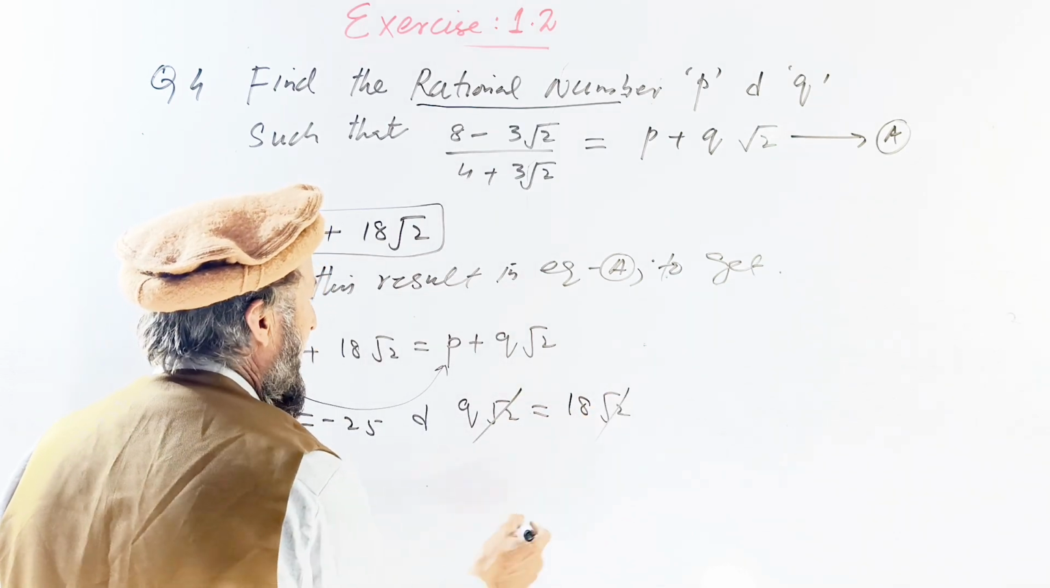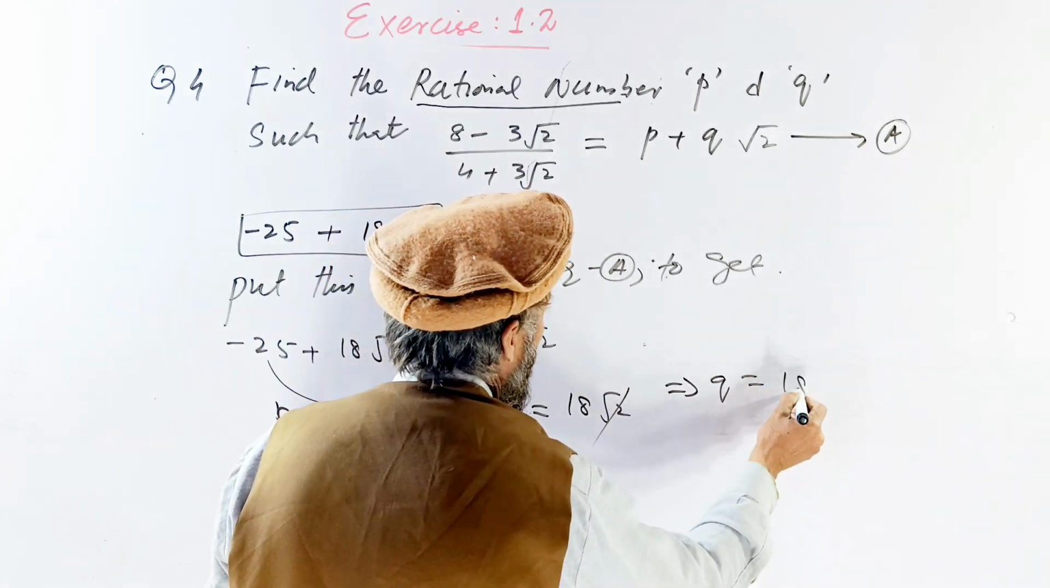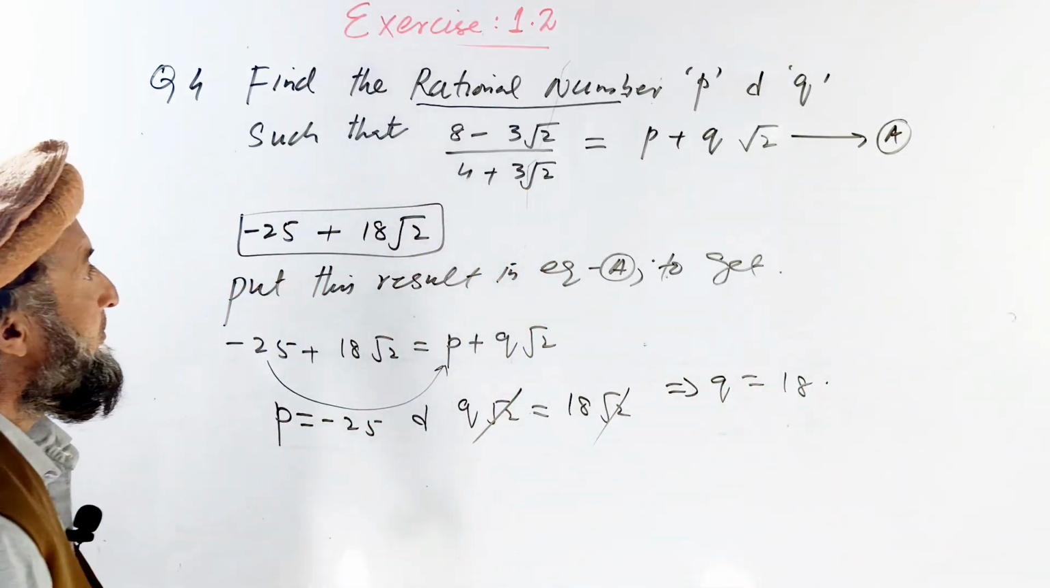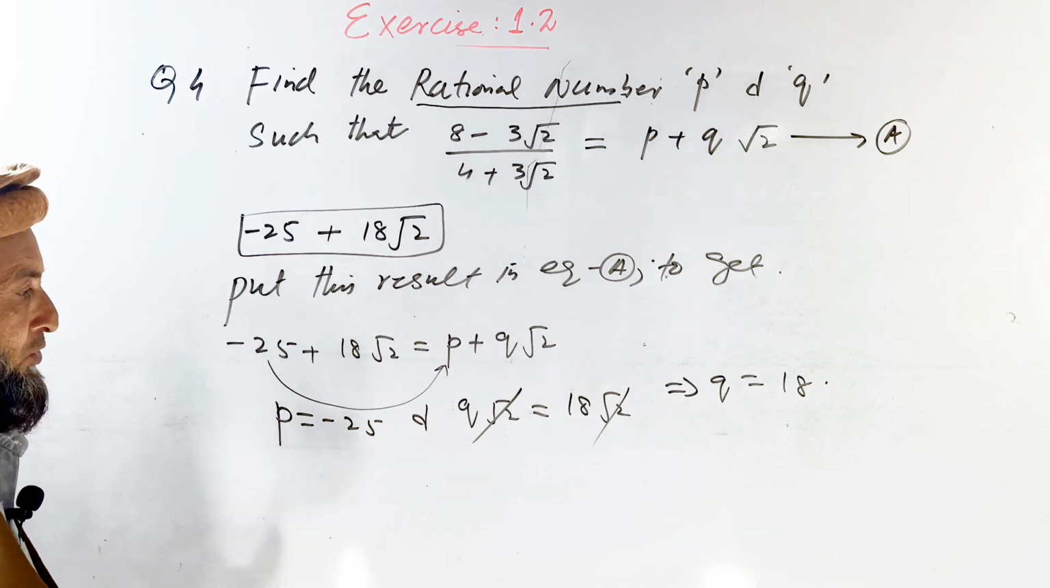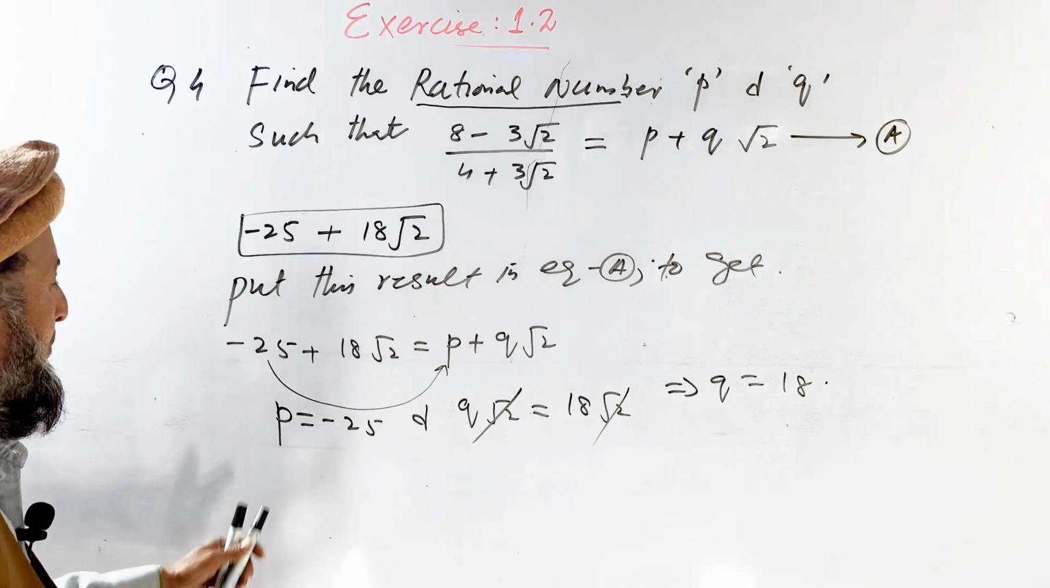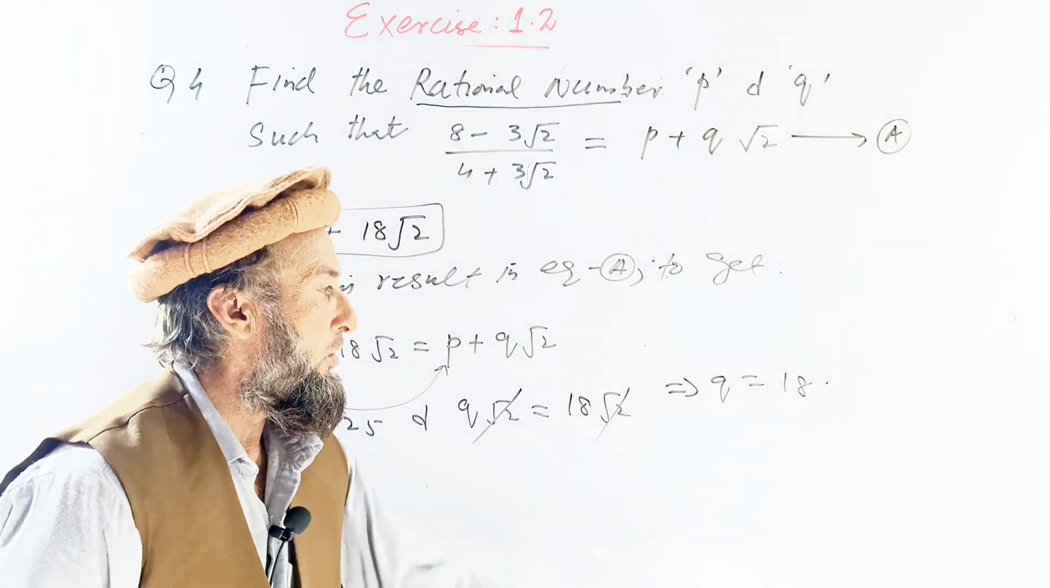Both are cancelled and we get here Q is equal to 18. So this is the answer of this question: P is equal to minus 25 and Q is equal to 18.